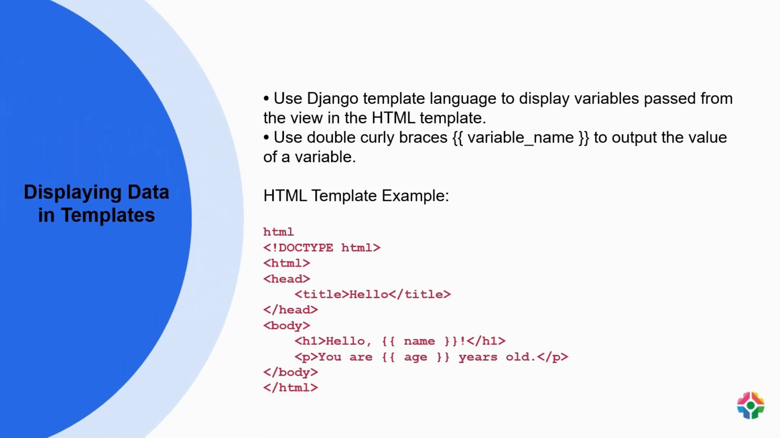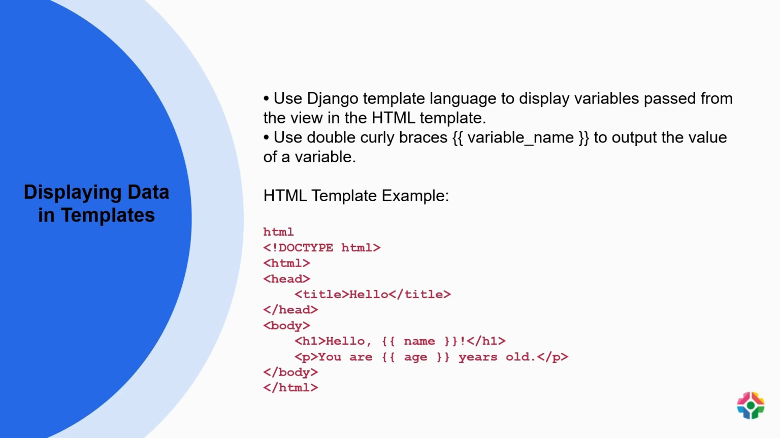When working with Django templates, you can display variables passed from the view in the HTML template by using the double curly braces notation, such as {{ variable_name }}. In the provided example, the HTML template contains variables name and age that have been passed from the view. The content within the double curly braces will be replaced with the actual values of these variables when the template is rendered. For instance, if name is assigned the value John and age is assigned the value 25 in the view, the rendered HTML output will display as, "Hello John, you are 25 years old."